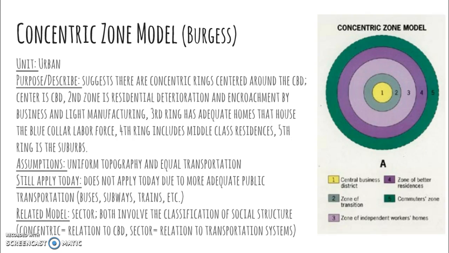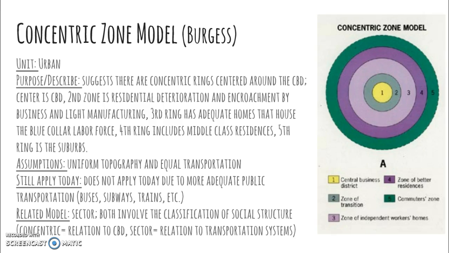The concentric zone model is in the urban unit, and it suggests that there are concentric rings centered around the CBD. The center is the CBD, the second ring is residential deterioration and encroachment by business. The third ring is adequate homes that house the blue-collar labor force. The fourth ring includes middle-class residents, and the fifth ring is the suburbs. It assumes uniform topography and equal transportation. It does not apply today due to more adequate public transportation.